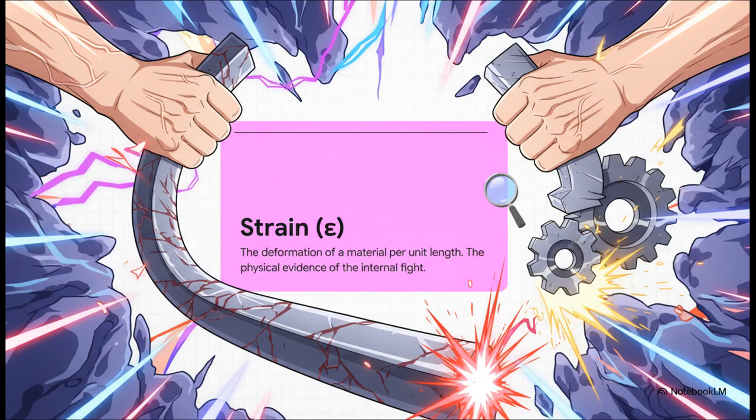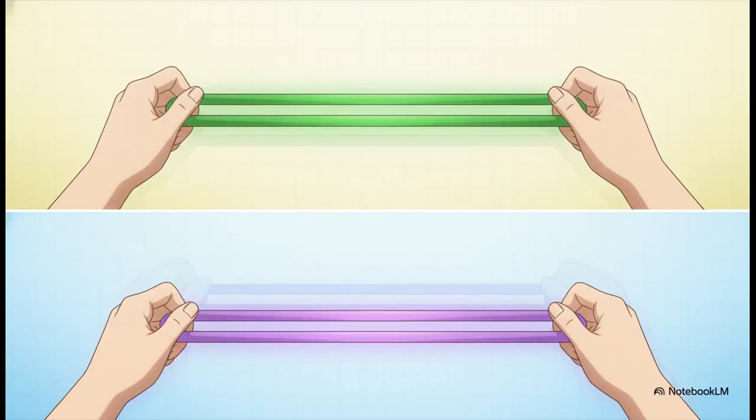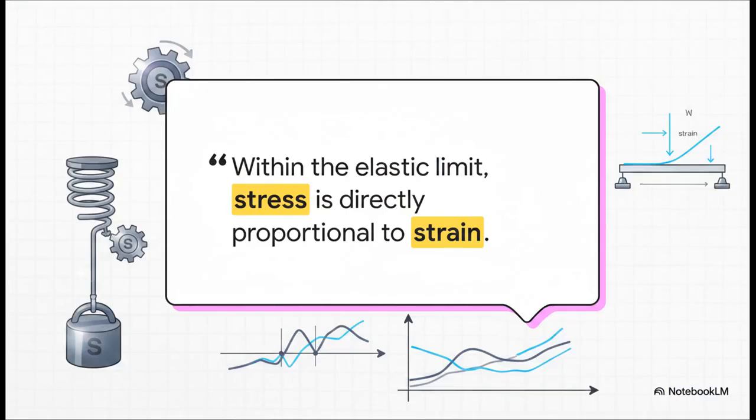Now that internal fight, that stress, doesn't happen for free. The consequence of all that pushing back is strain. Strain is the physical change you can see. It's the bend, the stretch, the squish. It's the physical evidence that a battle is being fought inside the material. And we measure strain as a percentage, really. It's not just it stretched 1 millimeter. It's how much did it stretch compared to its original size. This is super useful because it lets us compare how stretchy different materials are, no matter how big or small the piece is. So what's the connection between these two?